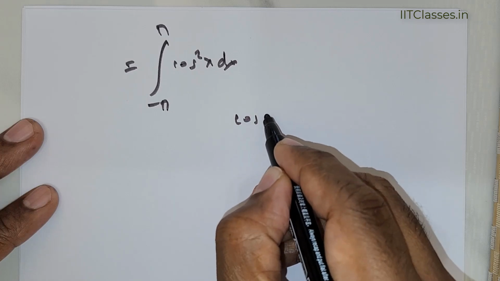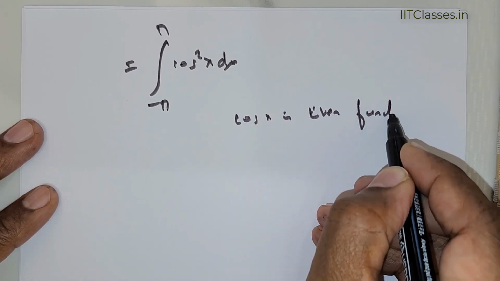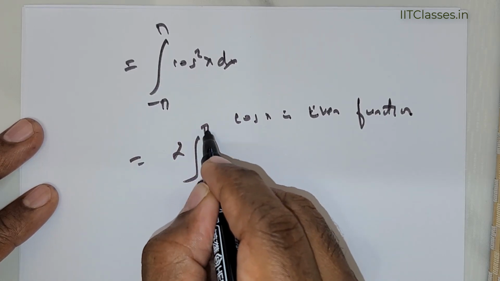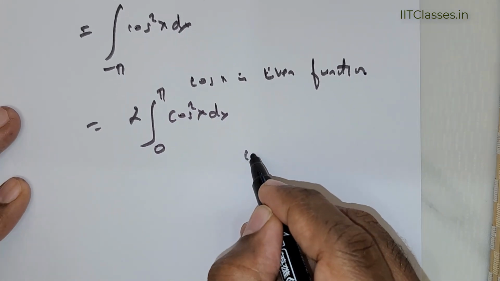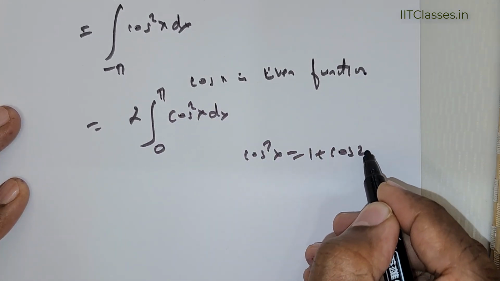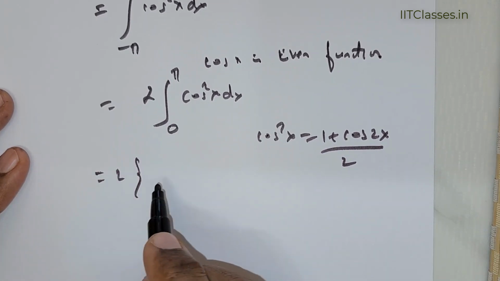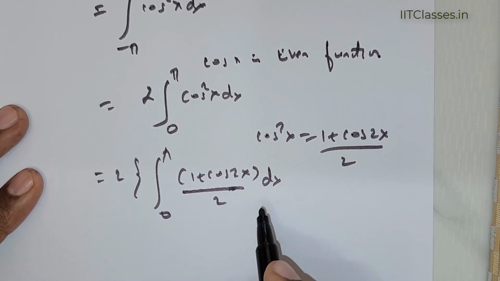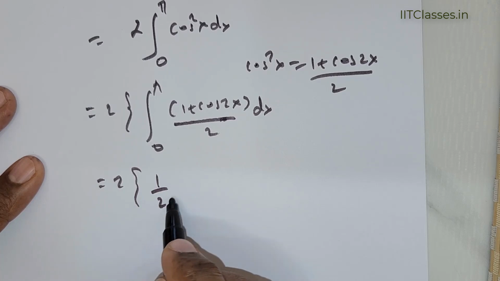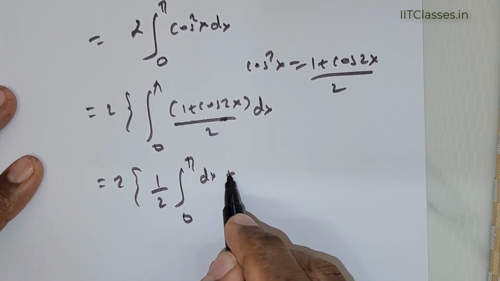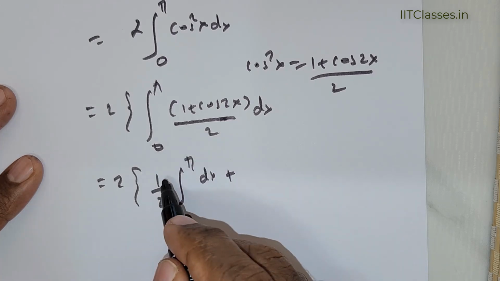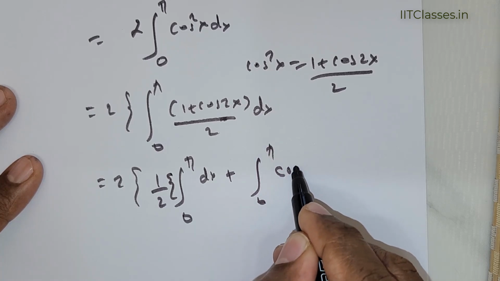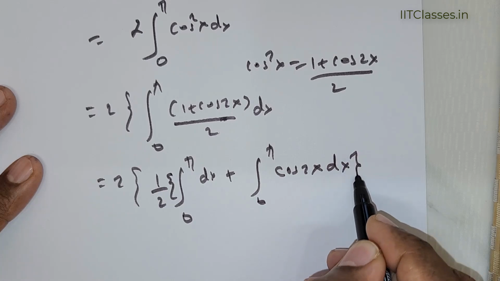Now cos is an even function, right? So cos squared is also going to be even. So I'm going to rewrite this as 2 times the integral from 0 to pi of cos squared x dx. But there is a formula. Cos squared x is nothing but 1 plus cos 2x over 2. So it's going to be 2 times the integral 0 to pi of 1 plus cos 2x divided by 2 times the dx. I can rewrite this as 1 over 2 integral 0 to pi dx plus. Now actually this 1 over 2 can go out, right? So this is going to be 0 to pi of cos 2x dx.